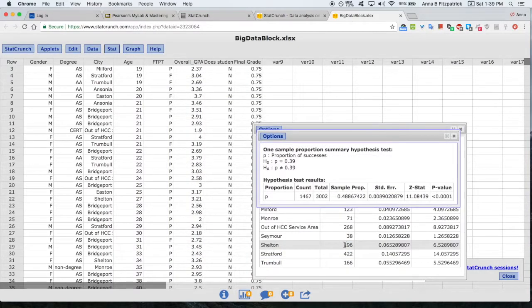So when we compute, we see here that we have a z-stat of 11.08439, and right next to it we see the p-value of less than 0.0001, and these are statistics for this data.